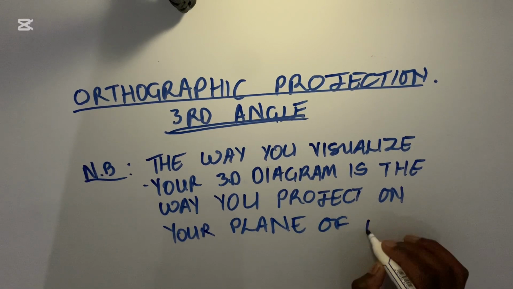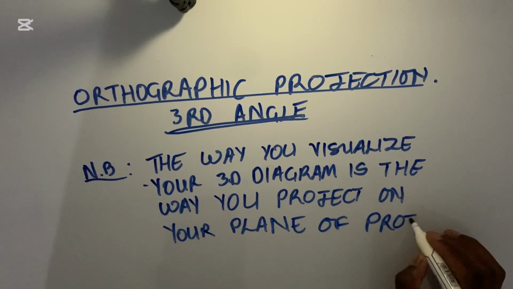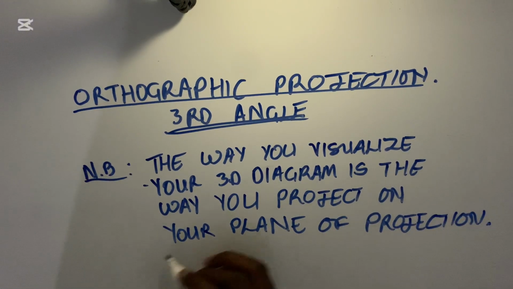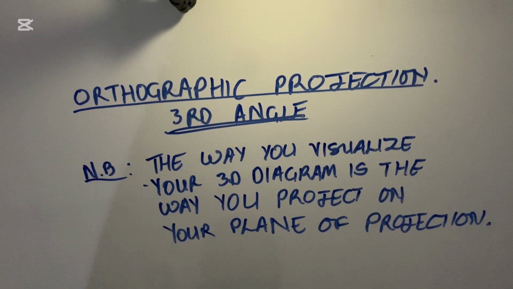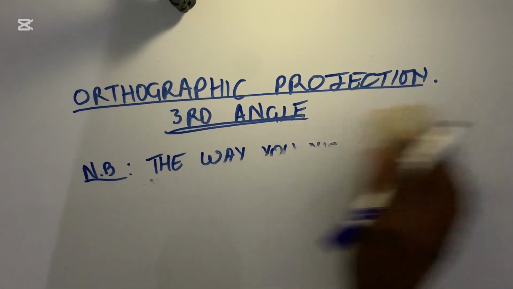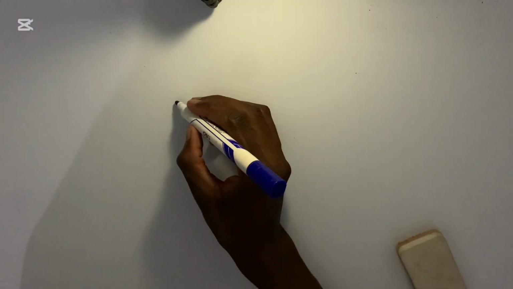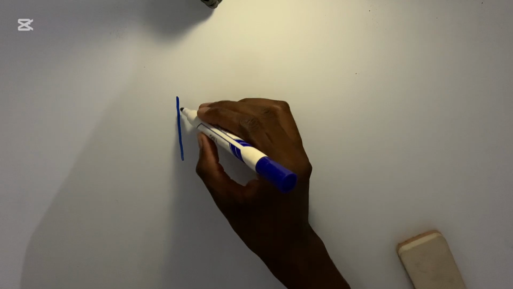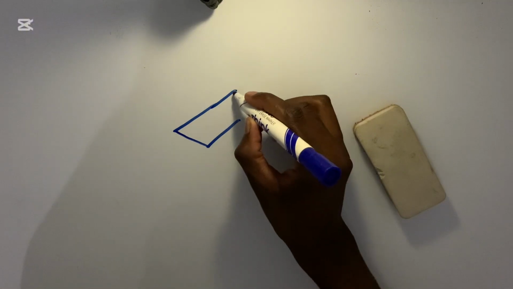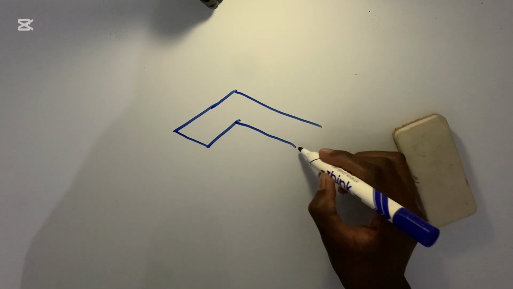Unlike what we were doing in today's assignment, you can see that we were viewing our drawing or our 3D object. The end elevation or the side elevation was to the right. That's why we put the side elevation to our left side. So that's just the principle of drawing third angle. The way you view is the way you project.